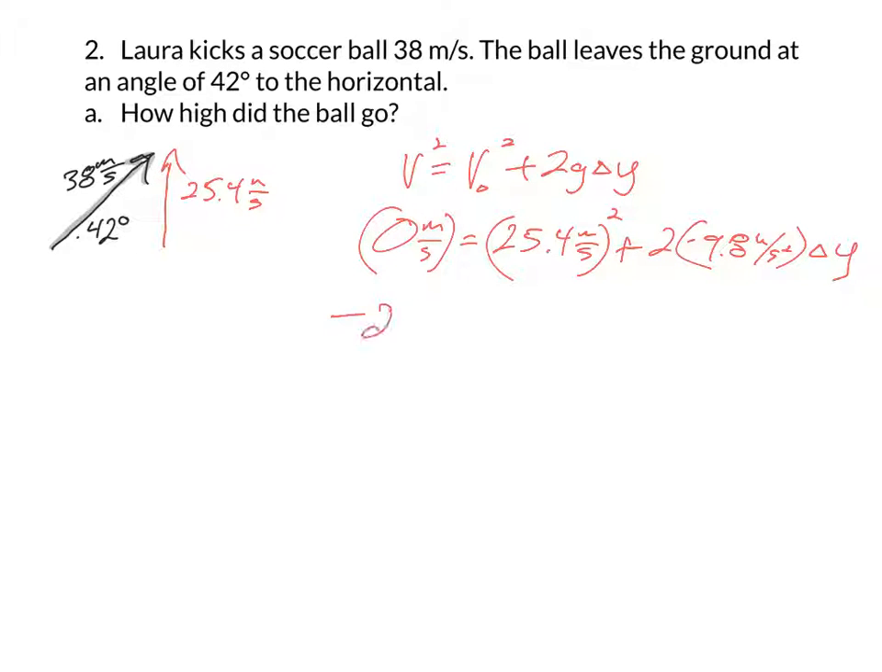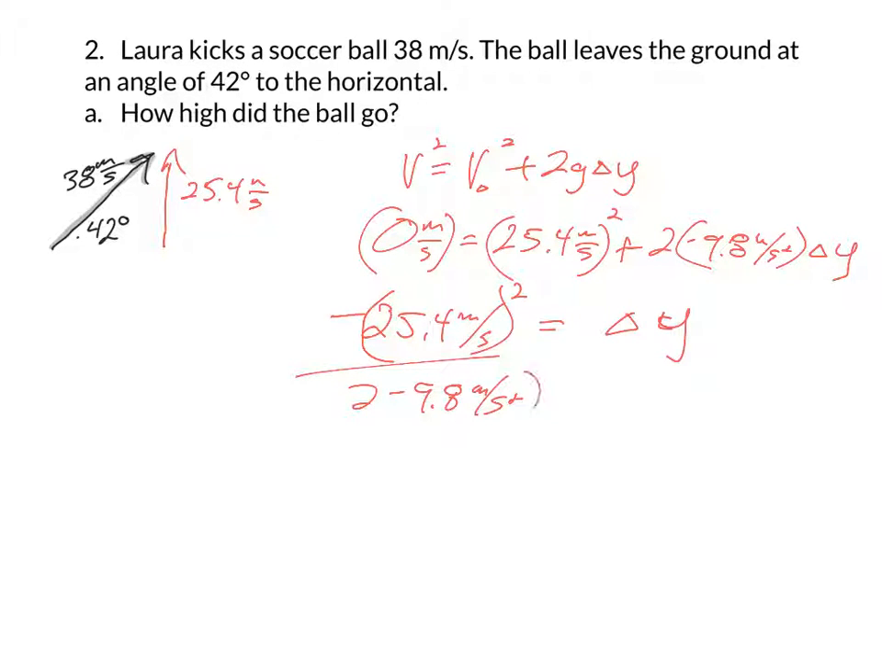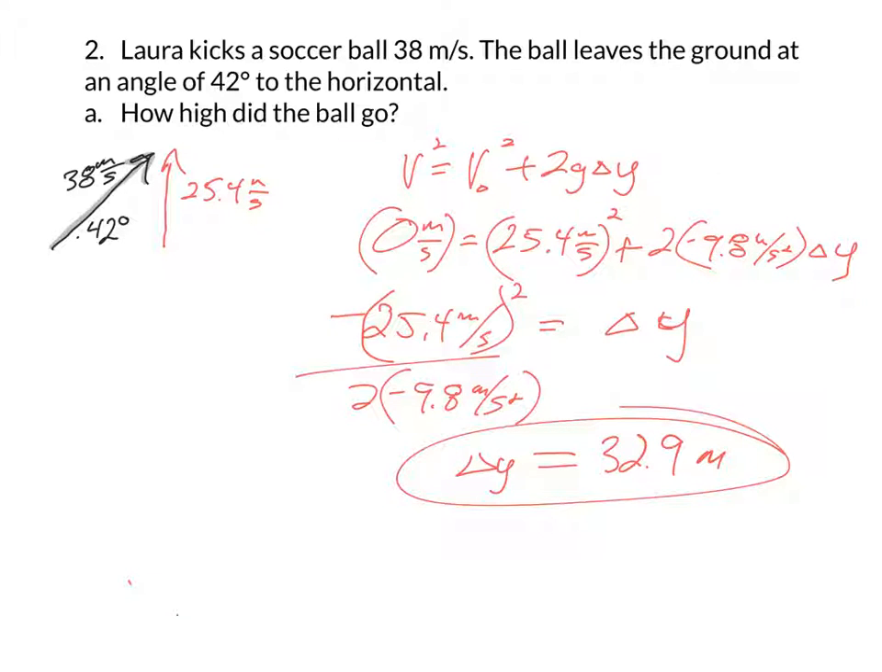At this point, you guys should have done enough of these to know how this rearranges out. I would hope by now. So 25.4 squared divided by 2 times 9.8, but put that 2 times 9.8 into parentheses, and I will get a change of y of 32.9 meters. That's how high.